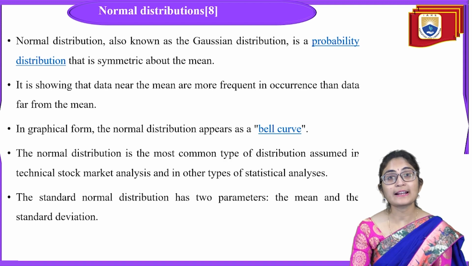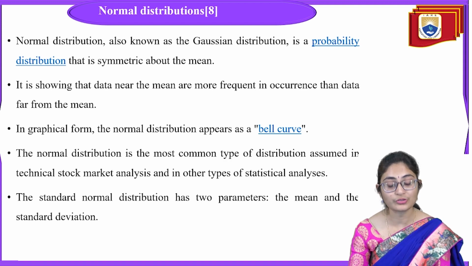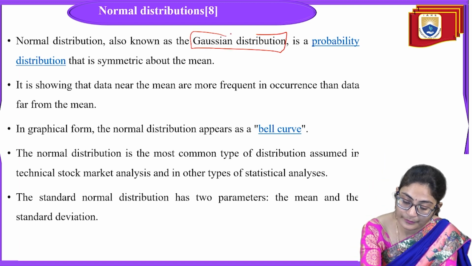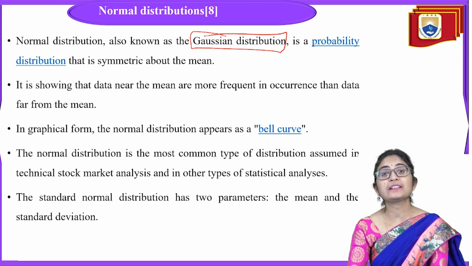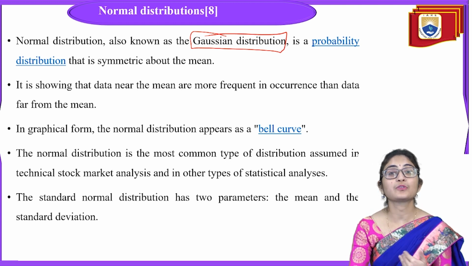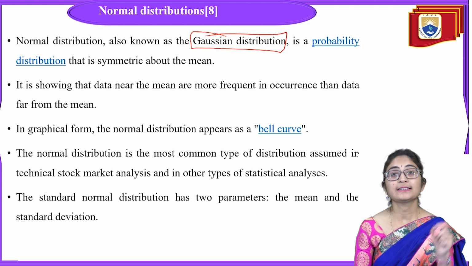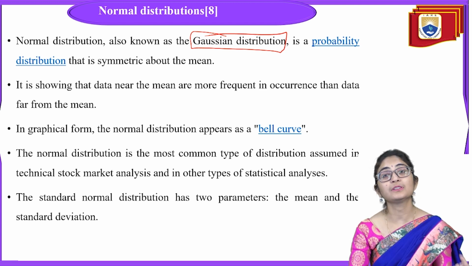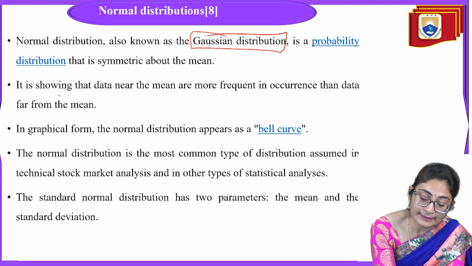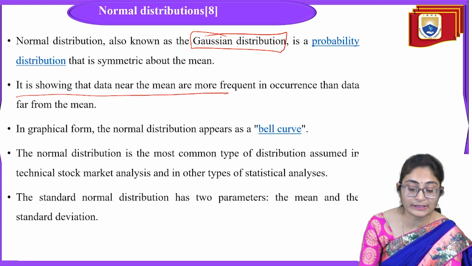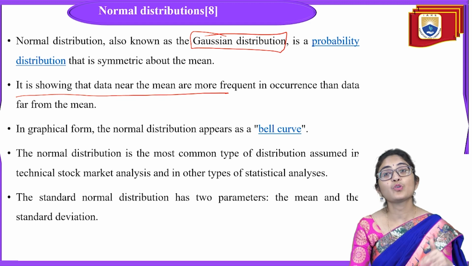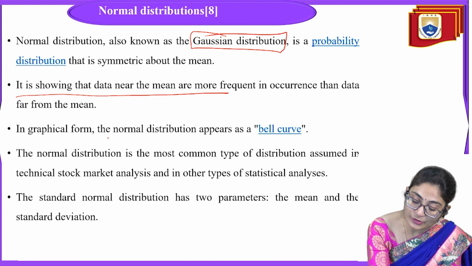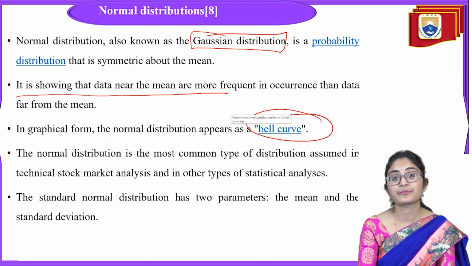Now we will see the normal distribution. What is meant by normal distribution? Normal distribution is known as Gaussian distribution. This is a probability distribution that is symmetric about the mean. Actually, it is showing that data near the mean are more frequent in occurrence than data far from the mean. In graphical form, normal distribution appears as the bell curve.